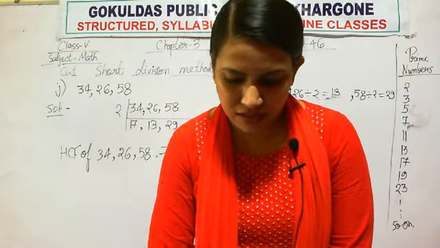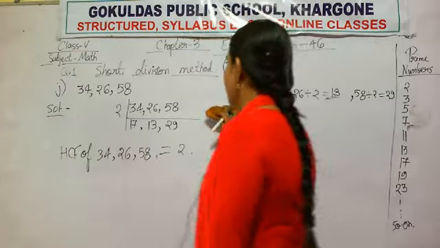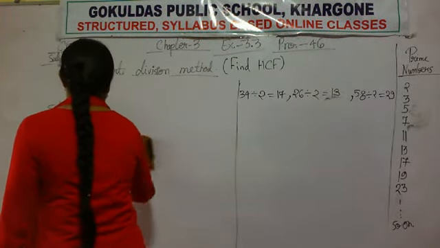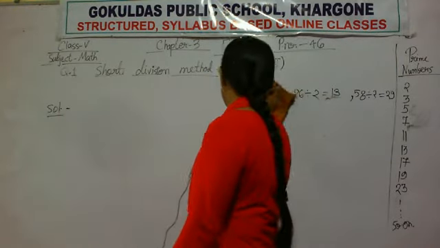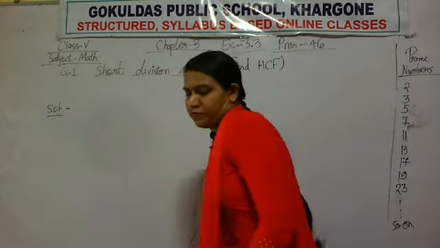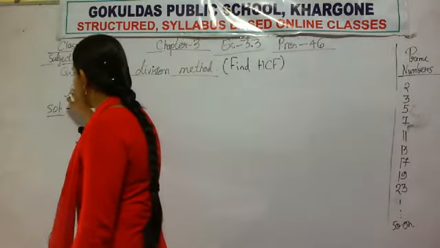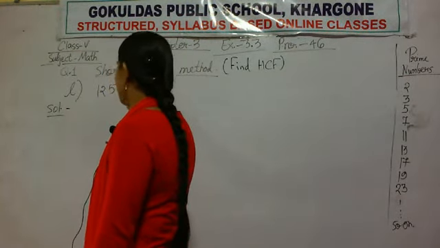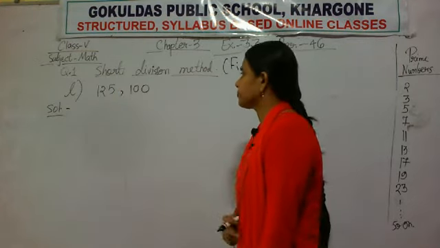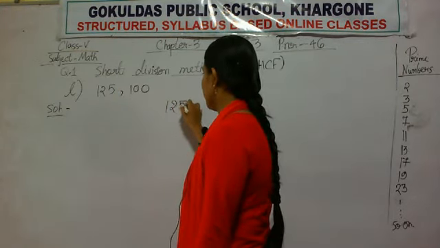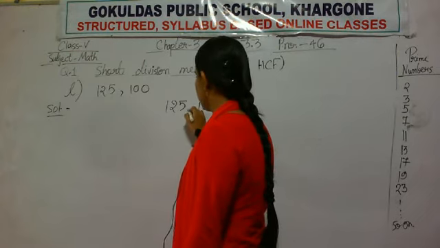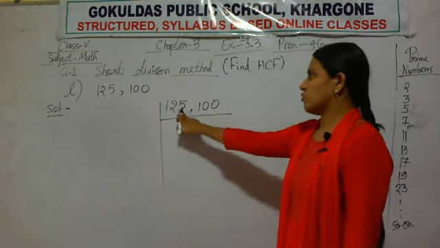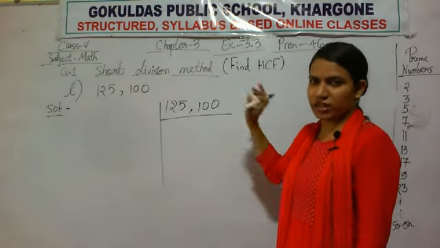Let us do the last, that is L, in which only two numbers are given. We need to find the HCF. Our two numbers are 125 and another one is 100. Okay. Let me first arrange both the numbers. Observe both the numbers. One is odd and the other one is even.